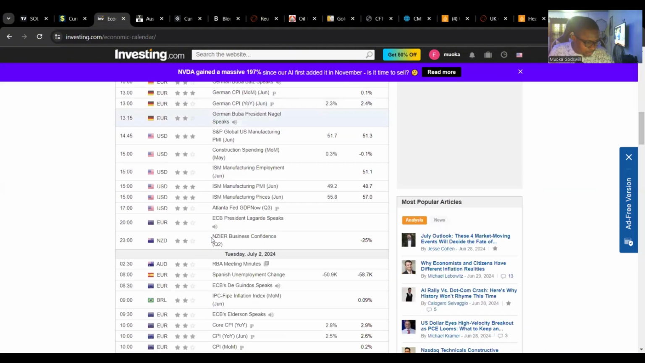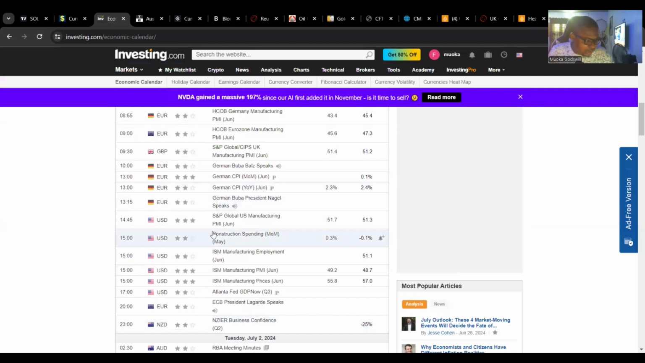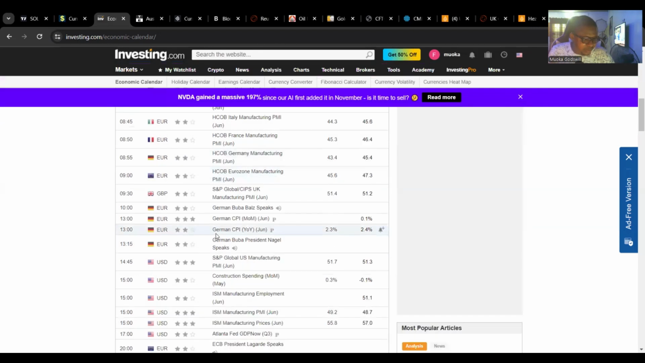On Monday as well, we have important data coming from Germany, which is the German CPI. The German CPI is also expected to be deflationary. This is not good for the euro at all.